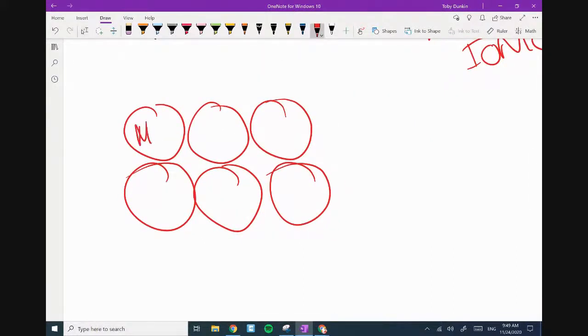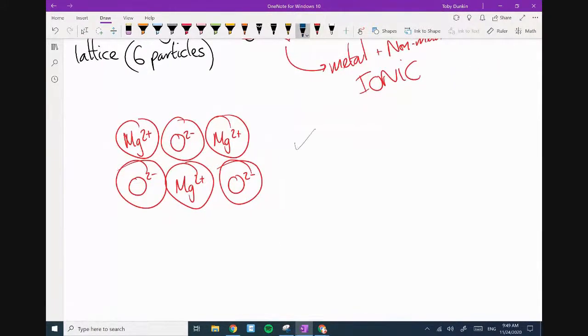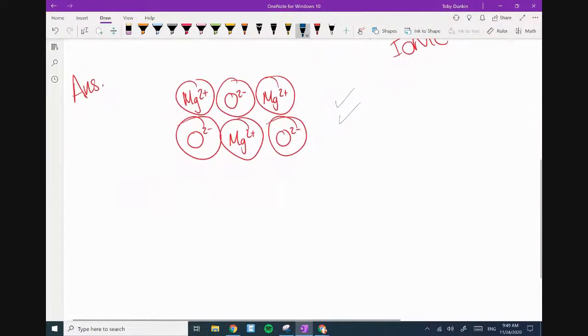And this is where the charge comes in. So Mg 2+, O 2-. Mg 2+, O 2-. Mg 2+, O 2-. And we're done. 2 marks at GCSE. Nice and easy.